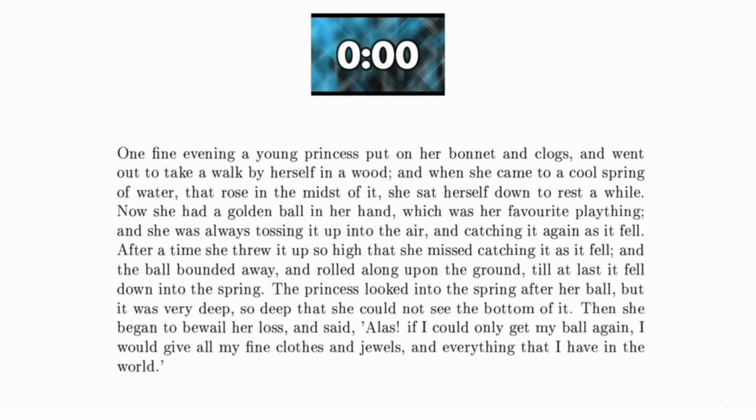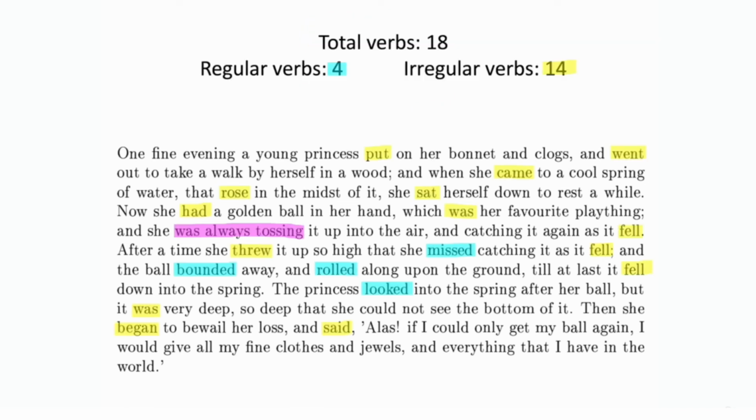Time's up. Now, in this text, we have a total of 18 verbs conjugated in the past simple tense. 4 of those verbs are regular verbs: missed, bounded, rolled, and looked.